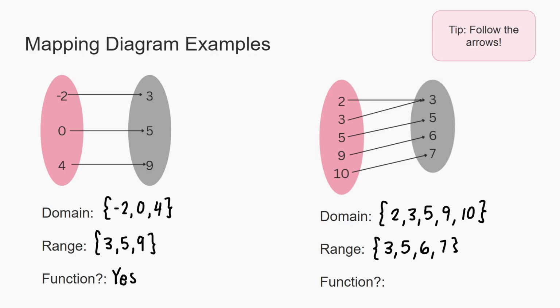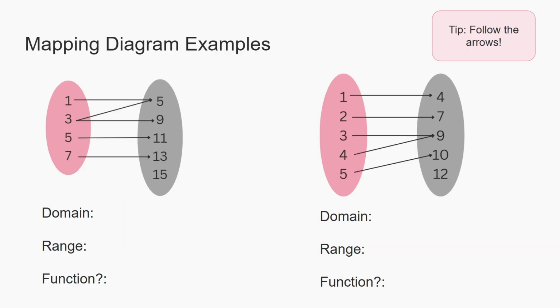Now, let's look at it. Is it a function? Yes, it is a function. Because each of these inputs is only pointing to one of these outputs. 2 is pointing at 3, and 3 is pointed to 3, so they share the same output. But with a function, we're allowed to have repeated y values as long as we don't have repeated x values.